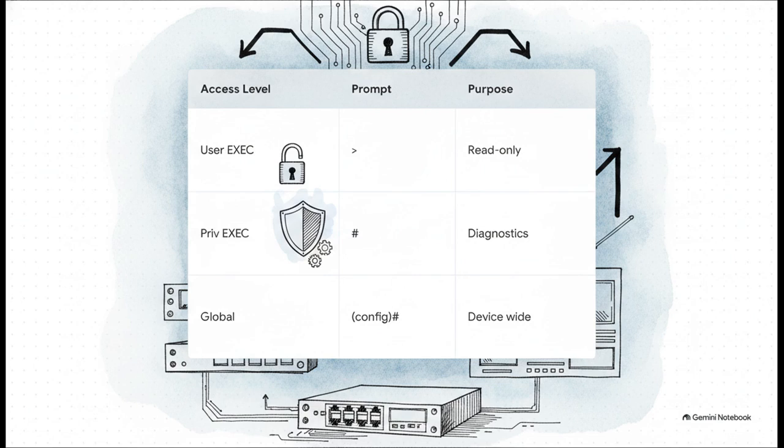Now notice how Cisco visually anchors you here so you don't get lost. Take a look at the CLI prompt column. When you're just hanging out in that public lobby, the user exec mode, your prompt ends with a simple greater than sign. But as soon as you escalate your privileges, boom, it changes to a pound sign, or a hashtag if you prefer. And if you step even further into global config mode to make device-wide changes, it actually tells you right there in parentheses. This means you always know exactly where you are and what level of clearance you hold just by glancing at your screen.